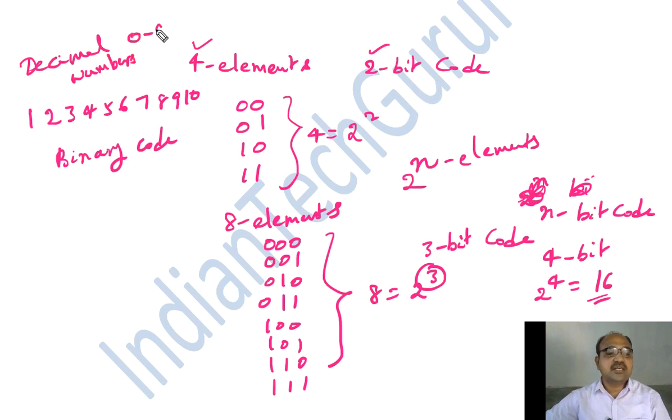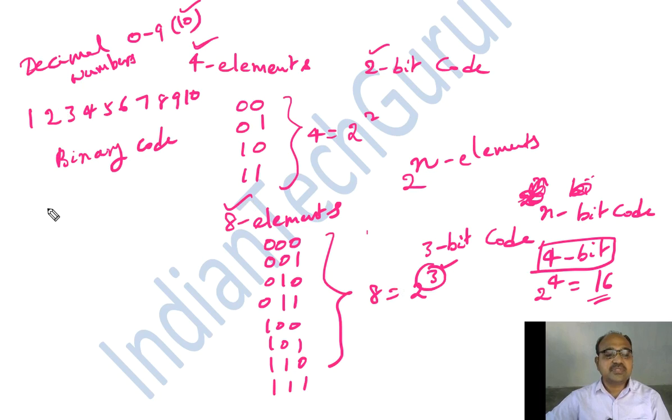But in case of the decimal numbers, how many symbols are there? 0 to 9. Totally 10 symbols are there. So we can represent only 4 symbols using 2-bit code. Similarly, we can represent only 8 symbols using a 3-bit code. That is why the minimum bit code we need to represent these 10 symbols is a 4-bit code. Okay. So how we are going to represent these 10 symbols?